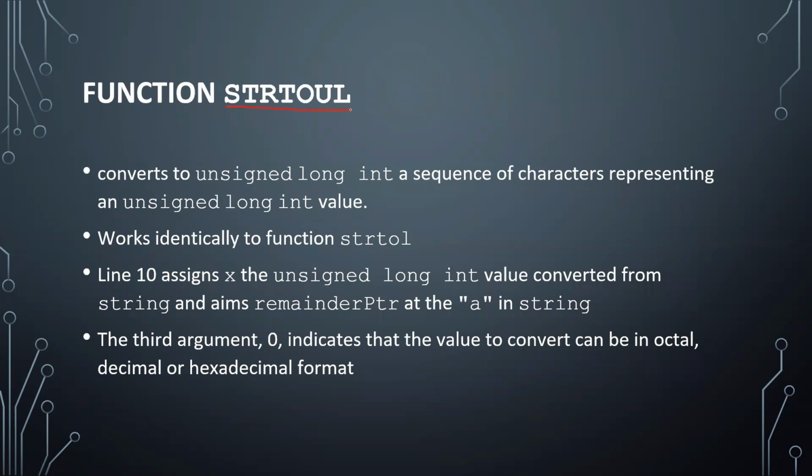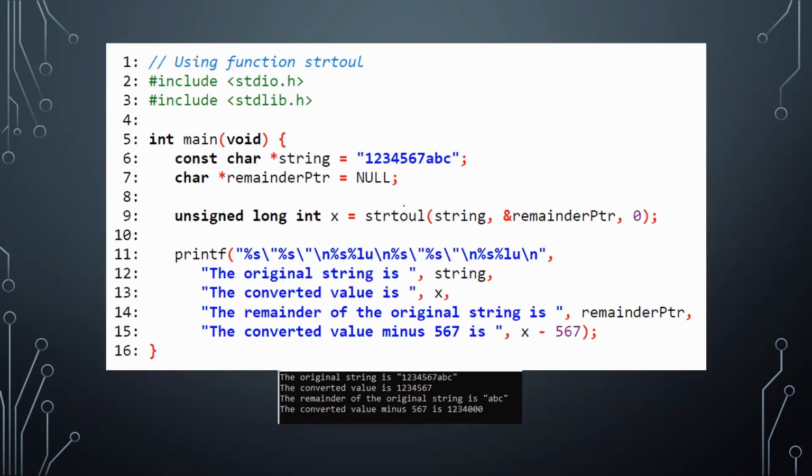Last but not least, we've got string to unsigned long, UL, and it works identically to what we've done before. So here I've got my constant character, cannot be changed, 1, 2, 3, 4, 5, 6, 7, A, B, C. I've got my pointer pointing to null. Here I am executing my string to unsigned long. I'm sending it the original string and the new pointer, and I'm sending it the 0.